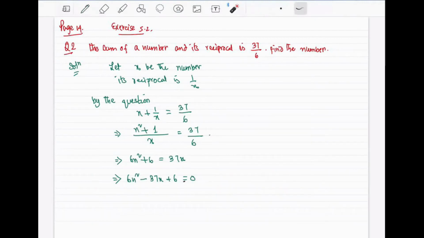I'm splitting the middle term here. 37 into what numbers? 36 and 1. So 37.